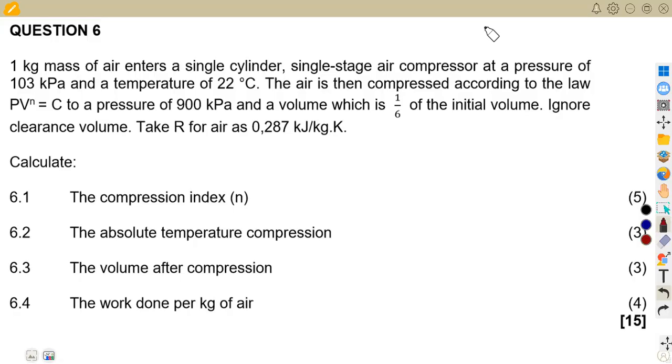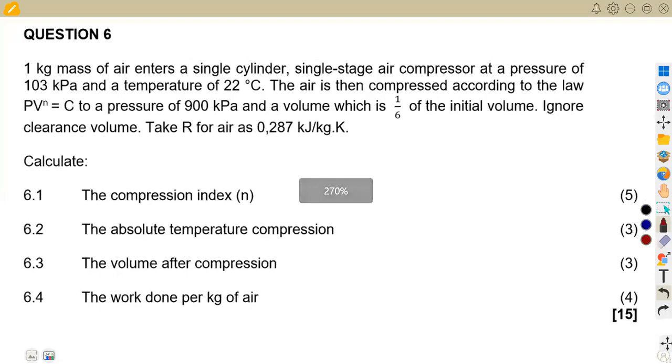Still on our air compressors, we talked about this, that is a direct application of our thermodynamics of gases. So you just need to apply most of the formulas there. It's just a direct application. So let us not consider wasting much time.